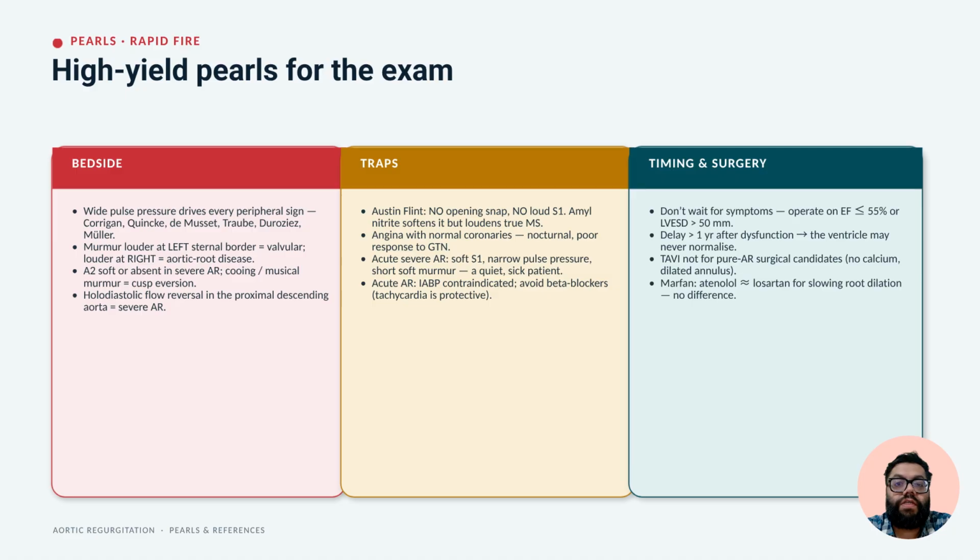The traps column holds the classic discriminators: Austin Flint versus mitral stenosis, the amyl nitrite split, angina with clean coronaries, and the two acute don'ts. No balloon pump, no beta blockers. The timing column is the examiner's favorite. Operate before symptoms on objective ventricular triggers. Do not let more than a year of dysfunction elapse. Keep transcatheter valves away from operable pure regurgitation. And recall that the Marfan trial found no difference between atenolol and losartan. Learn these three columns cold, and you will handle most of what aortic regurgitation can throw at you.